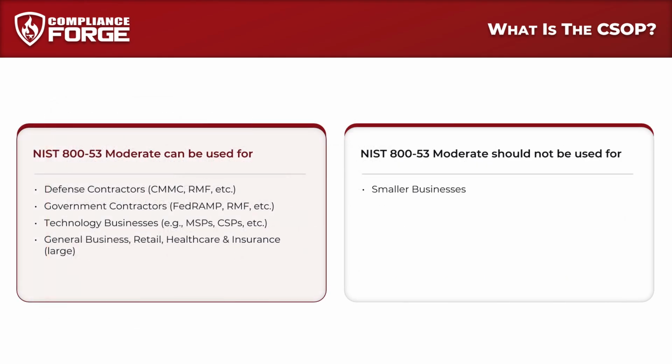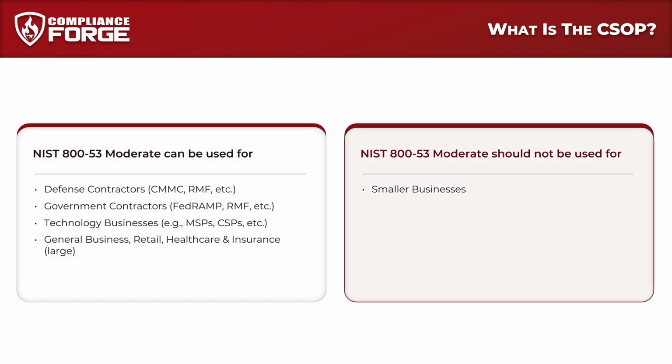The product page is specific about who this is for. NIST 853 Moderate can be used for defense contractors, government contractors, technology businesses like MSPs and CSPs, and large general business, retail, healthcare, and insurance organizations. It should not be used for smaller businesses.